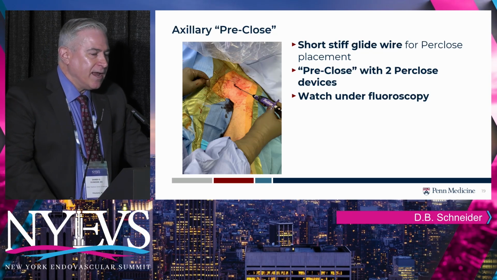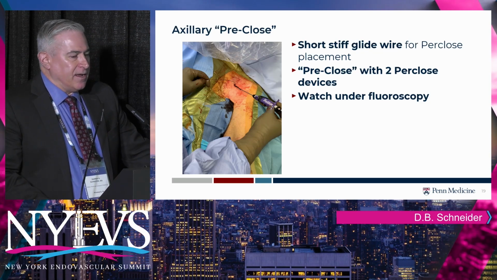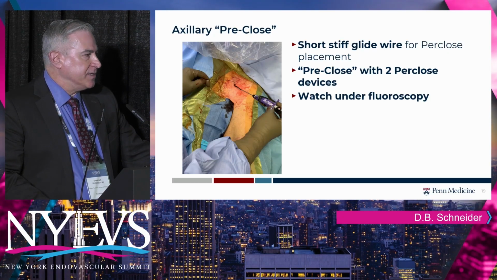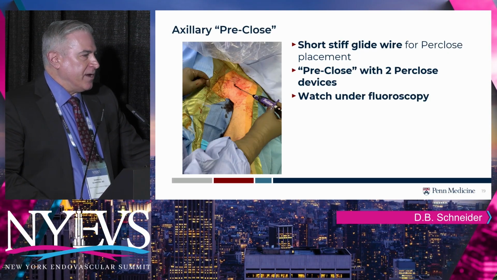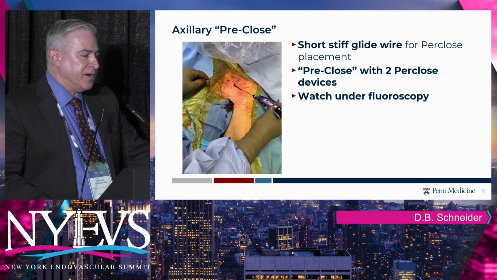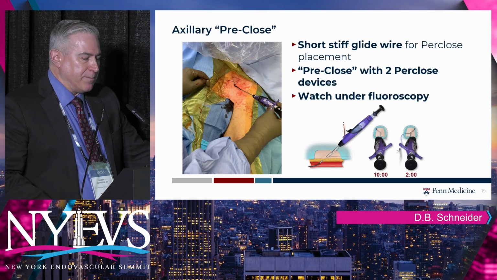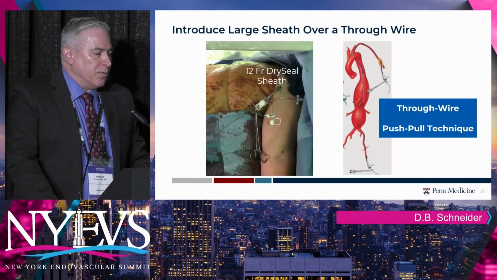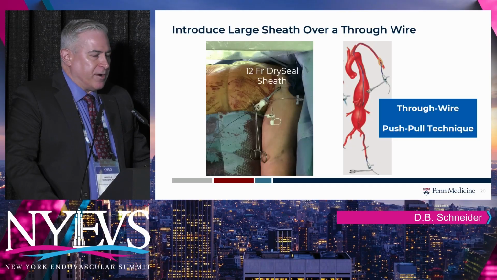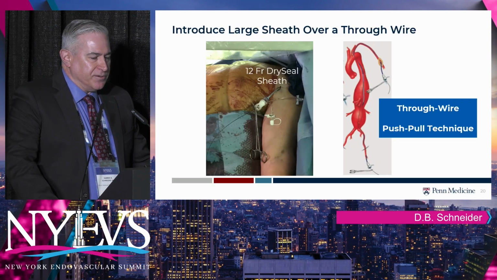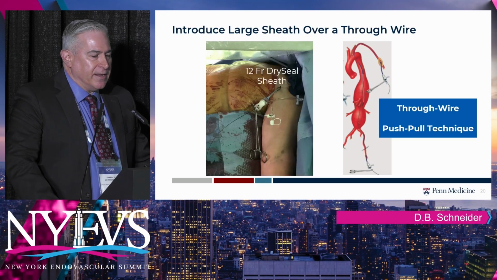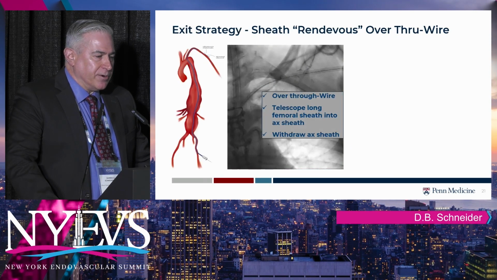I use a stiff Glidewire for my pre-close technique, and we do the standard pre-close technique with 2 Perclose devices. And if you're concerned about whether or not your devices are tracking nicely in the artery, step on the fluoro pedal and watch it and make sure that things are going in smoothly and not buckling. We establish through-wire access before we deliver the large sheath, and then once we have through-wire access, we can really safely use this push-pull technique to smoothly and atraumatically advance that 12 French sheath into the aorta.